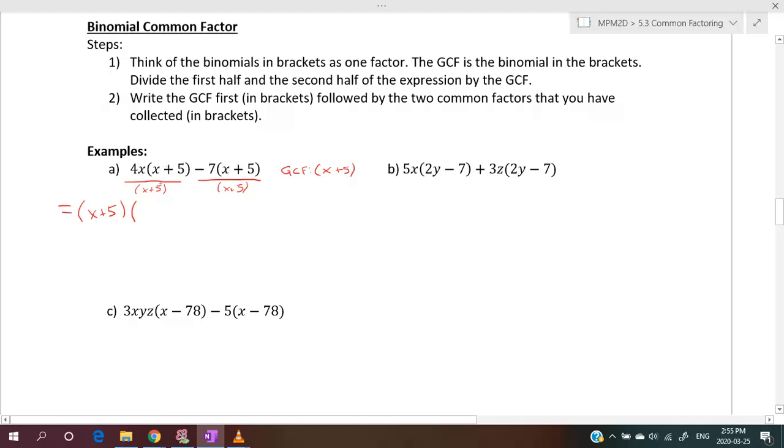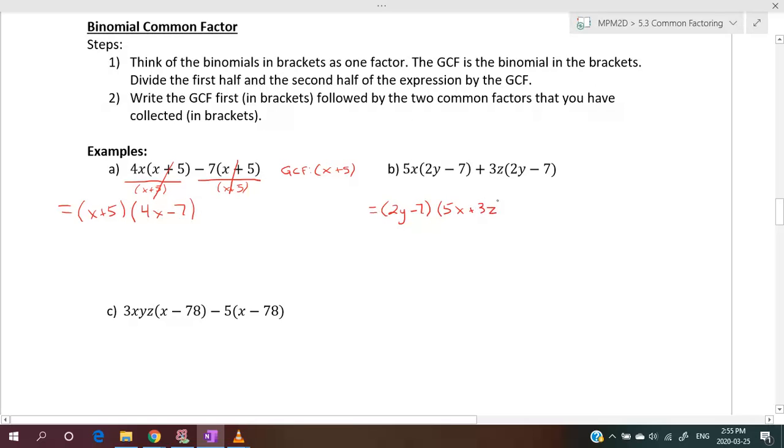I'm going to write this down in a completion this time just so you can see what's happening. If I divide this by that, it's going to cancel out. I'm going to be left with 4x. And here it's going to cancel again. I'll be left with a negative 7. It's as simple as that. Let's do the second one. Again, our greatest common factor is going to be this binomial, 2y minus 7. So let me write that down first. This is what I'm dividing out of everything, and I'll be left with 5x and 3z.